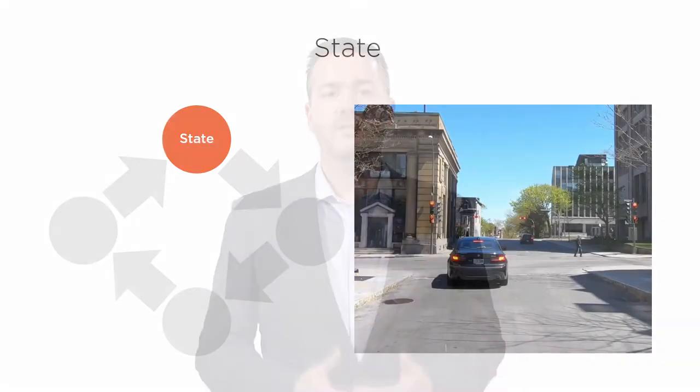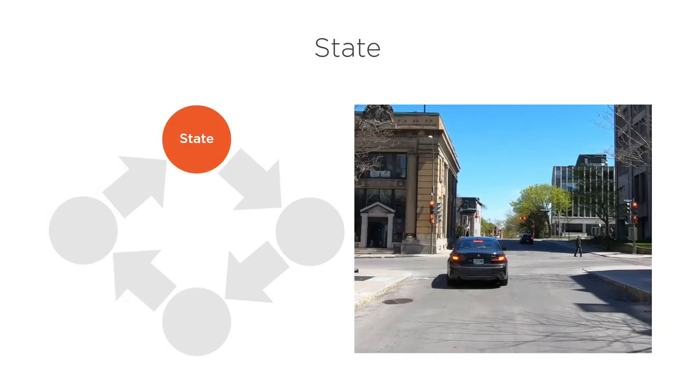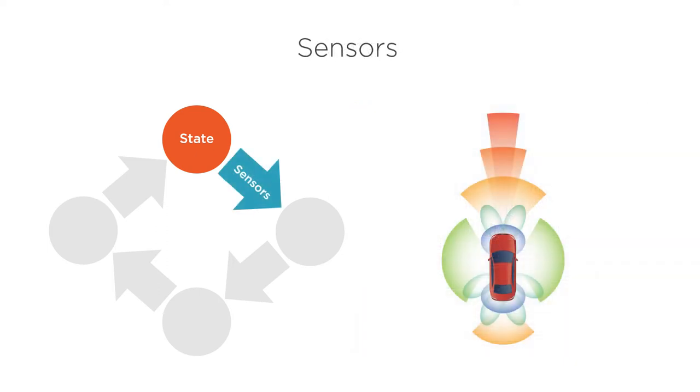First, we have the current state of the environment. This is the state of the world that the AI system currently exists within. Next, we sense the world using a series of sensors. Sensors convert the state of the world into digital data.